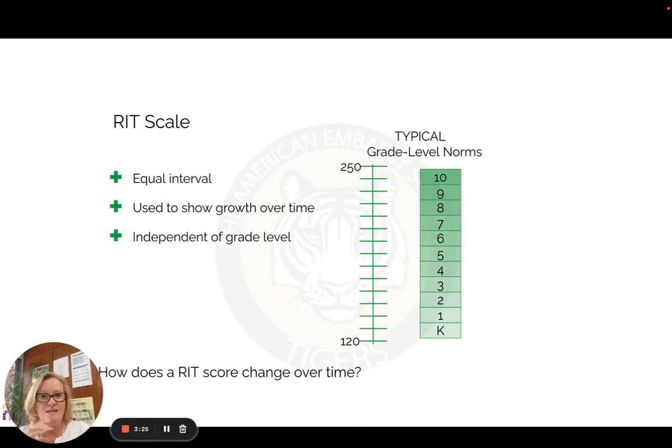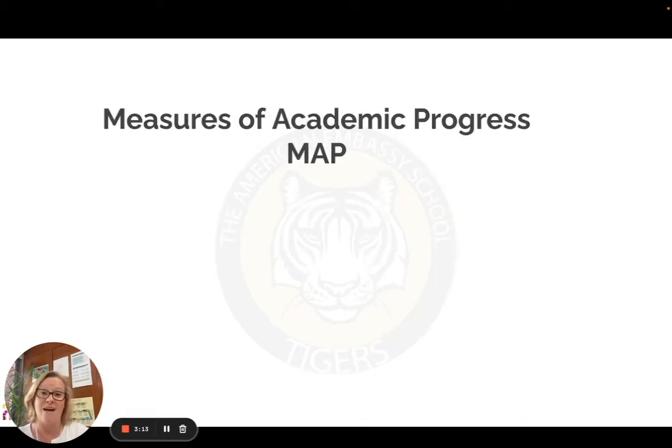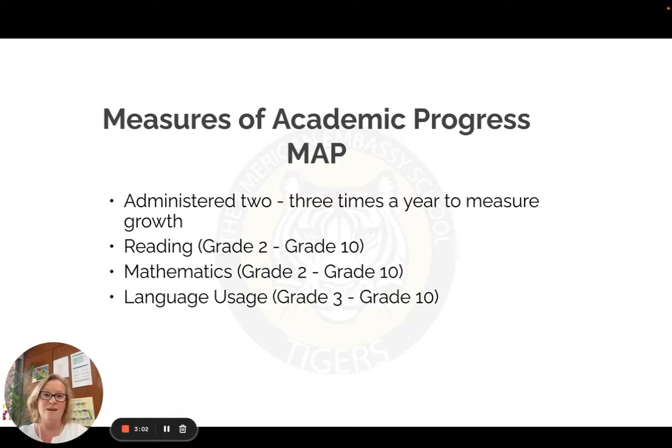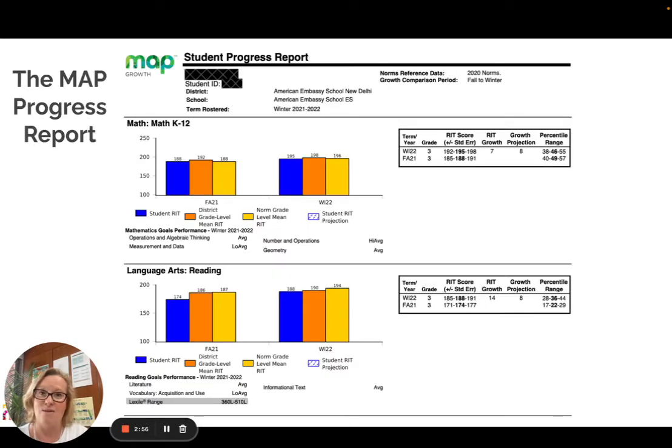Now, with this RIT scale, what's nice is we're able to measure growth over time. So in this instance, we're able to measure growth from the fall testing that we did to the winter testing to see how they're doing and if they're on track. As a recap, we give this MAP assessment 2 to 3 times a year. We've given it 3 times in the elementary school, and we give it in the areas of reading, math, and language usage. All of this is grade 3 through 10. Language usage actually begins in grade 3.